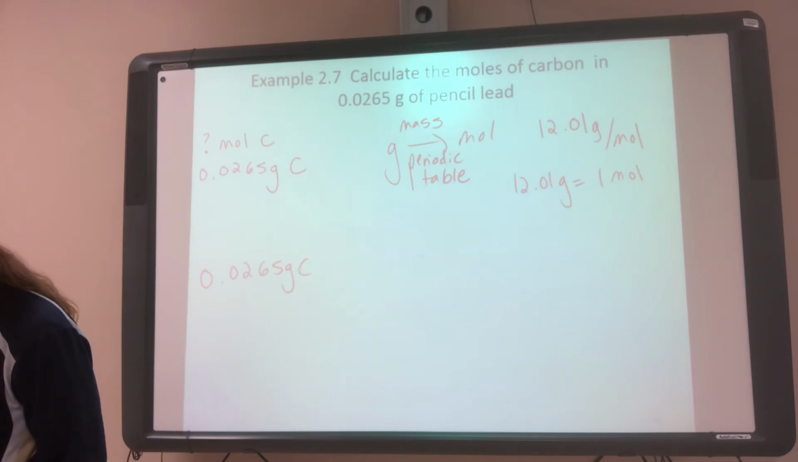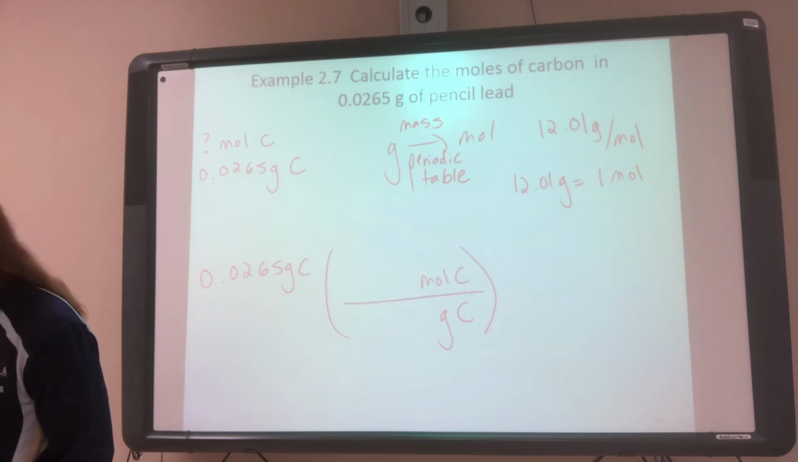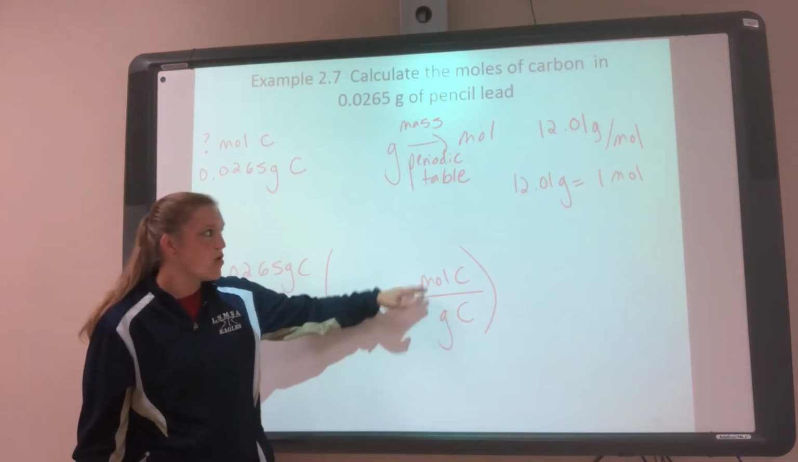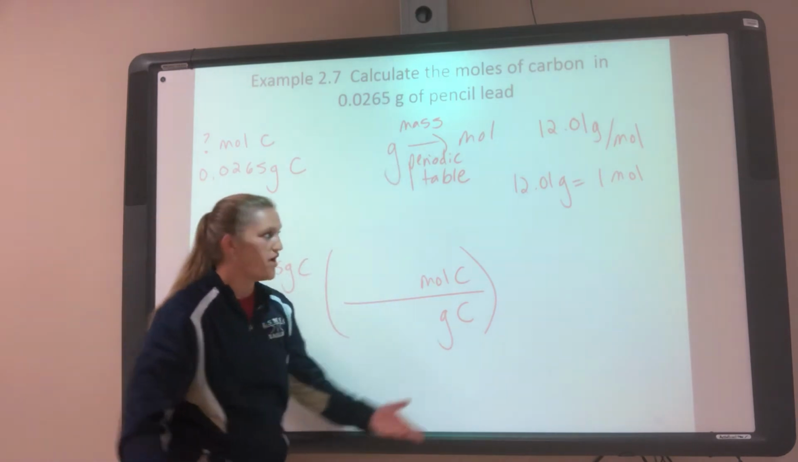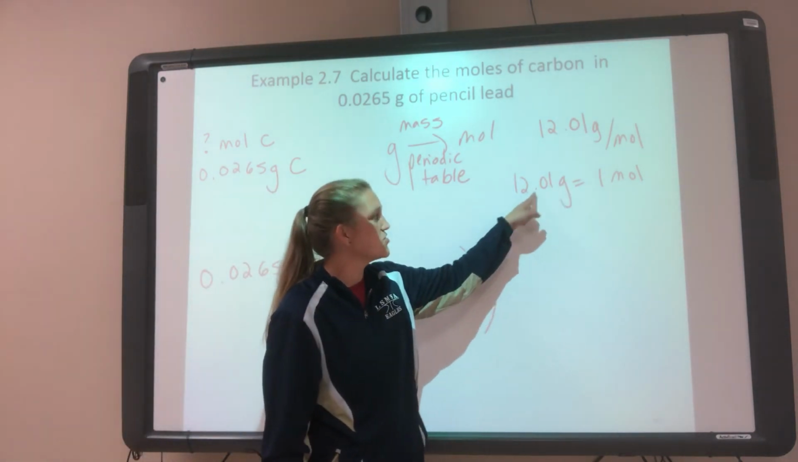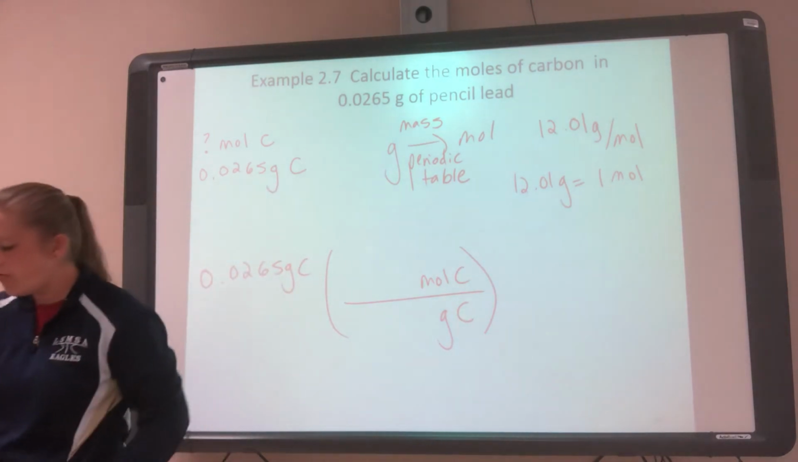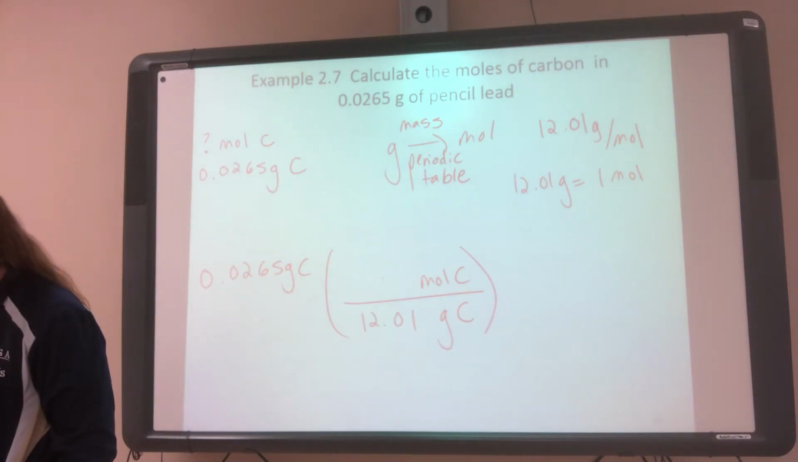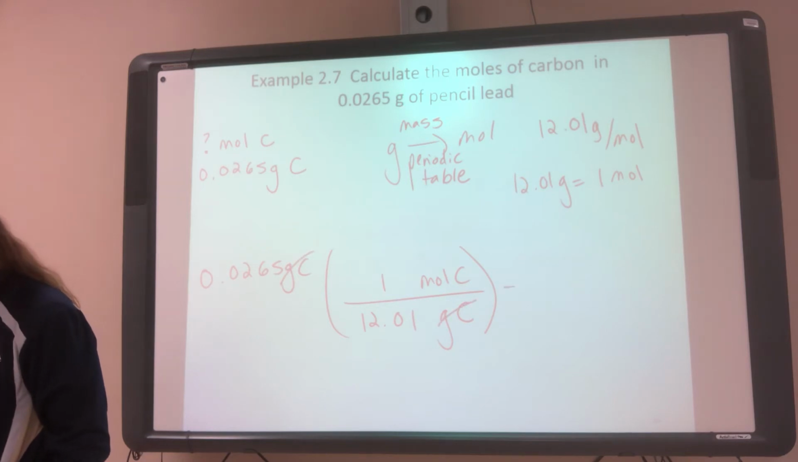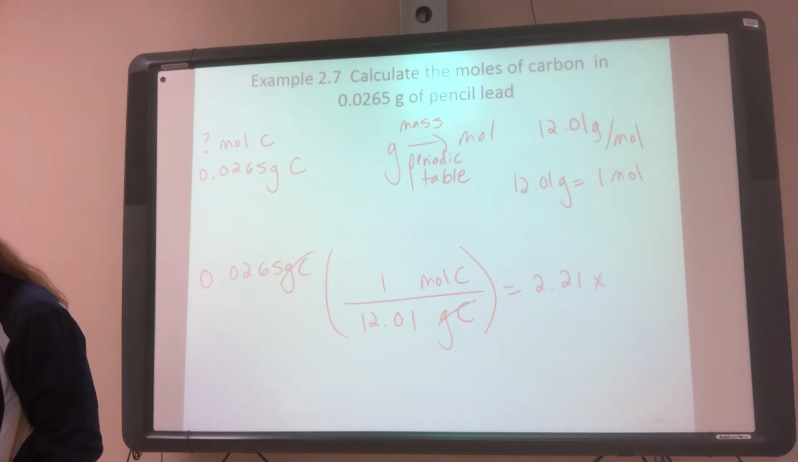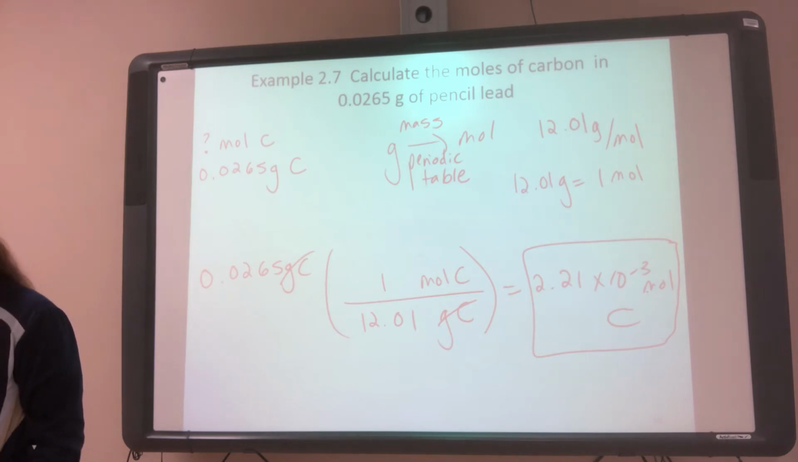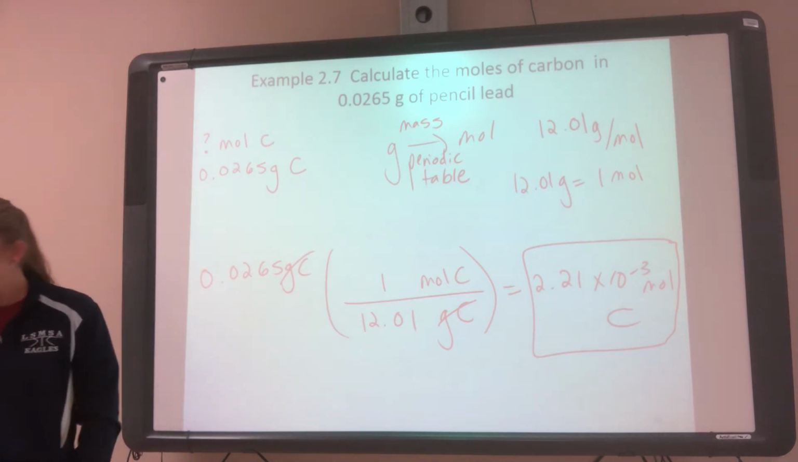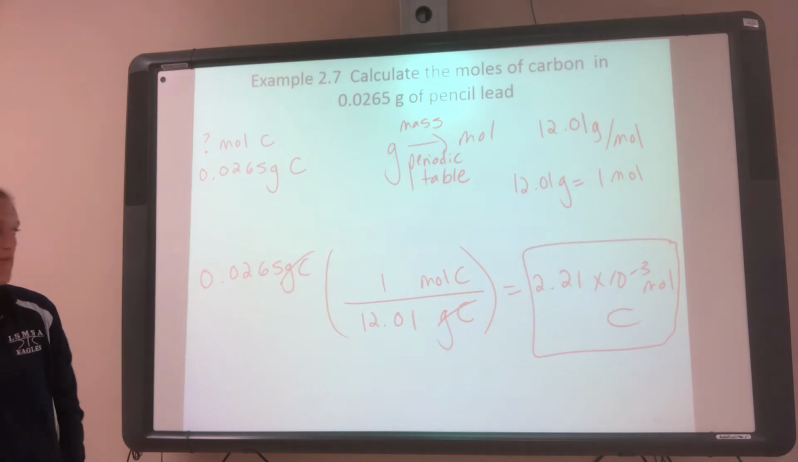All right, so let's do our math. So I got grams of carbon. I want grams to cancel, so grams of carbon go on the bottom. Trying to get to moles of carbon. The only thing I have that relates grams per mole is my mass. So I go find it from the periodic table. Grams was 12.01. So my 12.01 goes on the bottom. My 1 goes on the top. Grams cancel. And I get 2.21 times 10 to the negative 3 moles of carbon.